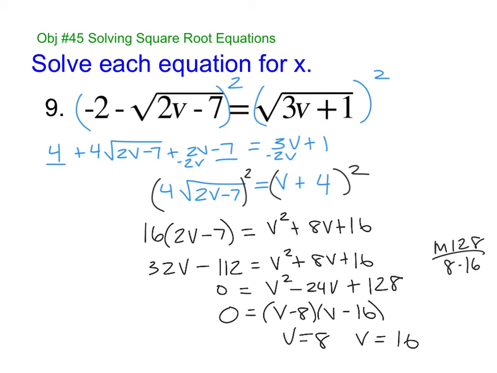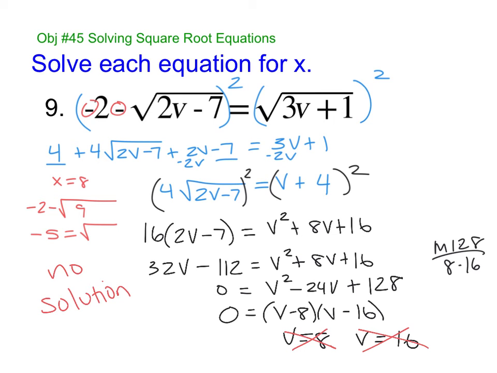So now we've got to plug in and see which one works. So negative 2 minus the square root. If I plug in 8, square root of 9, so that's negative 5 equals the square root, which is not going to work. So the 8 doesn't work. And actually, because of these negatives, the 16 isn't going to work either. So there's actually no solution.